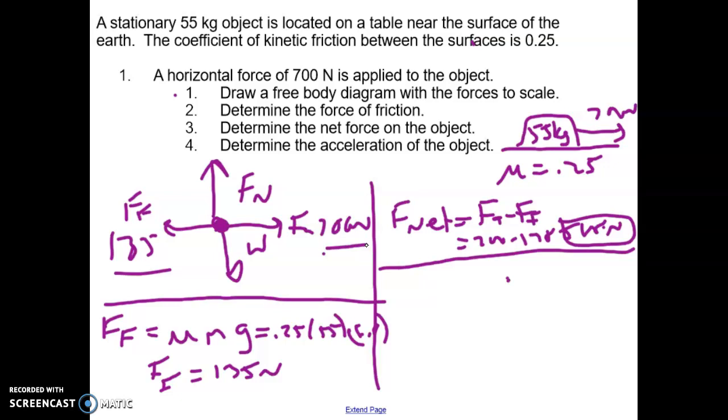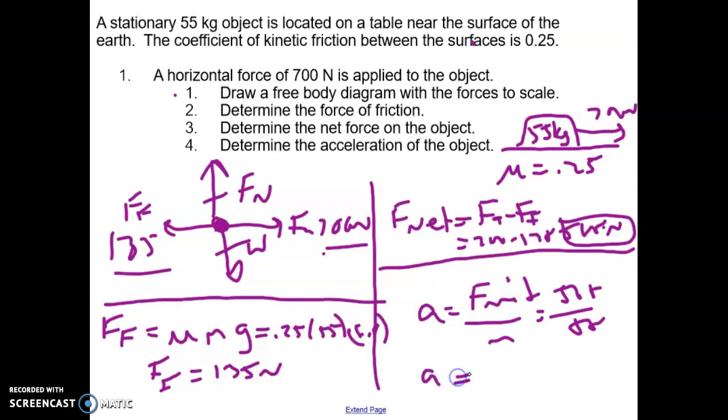It's important to acknowledge that the normal force and the weight are equal and opposite to each other, so they have a canceling effect on each other. The final step is the acceleration is equal to the net force over the mass, so that's 565 over 55. The acceleration then is about 10 meters per second squared.